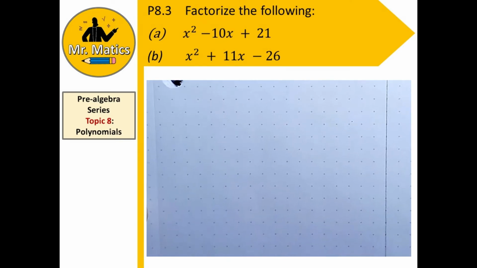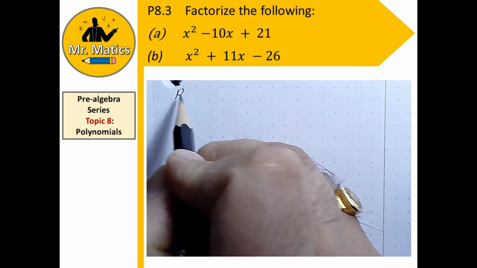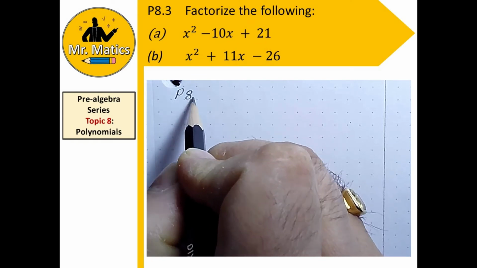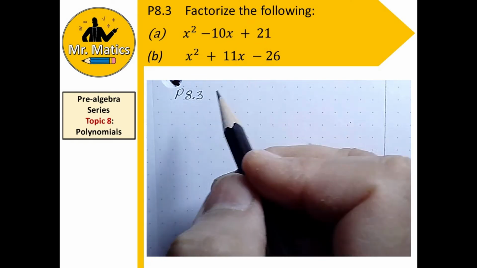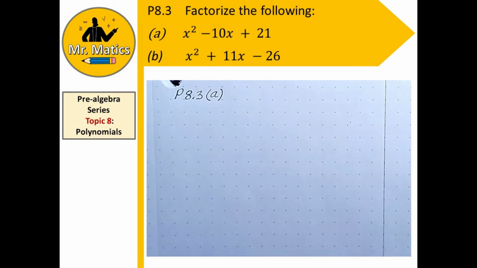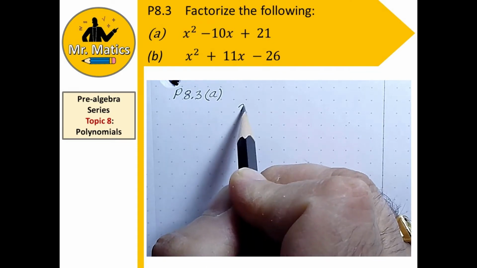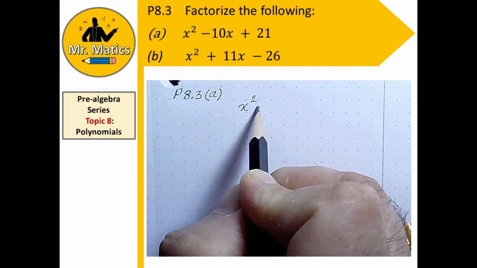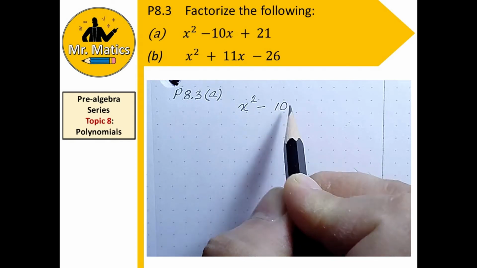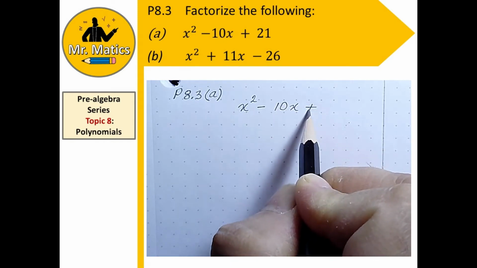Okay, so this is manipulating polynomials, problem 8.3. There's two parts. We'll start with A. You have to factorize that expression, x squared minus 10x plus 21.